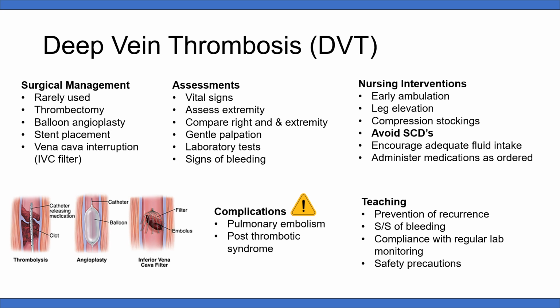Teaching wise, once they have a DVT, then they are more likely to get one in the future if the situation presents itself again. We want to let them know signs and symptoms of bleeding because they'll be on anticoagulants temporarily. Usually temporarily. They should be compliant with regular lab monitoring, especially if they're on warfarin, because that has to be in a therapeutic range. And then safety precautions because they're going to be high risk for bleeding.